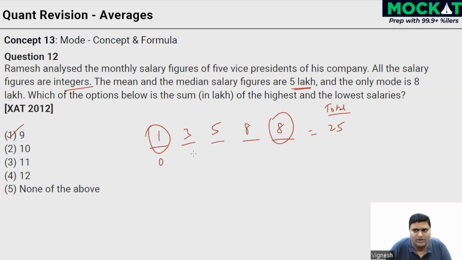If any of you are wondering why not 0, 4 and 0, technically it can be, but come on, we also need to use logic. 5 vice presidents, somebody working at 0 lakhs per annum, unlikely. So we need to understand. Positive integer is not mentioned, negative is not mentioned. 0 also can't be there. It has to be 1 and 3.